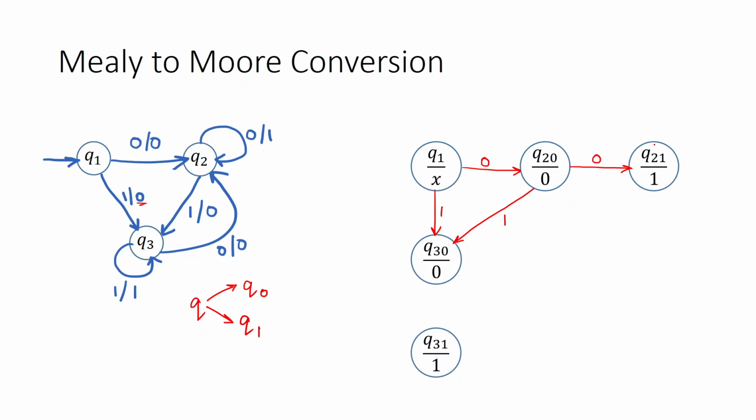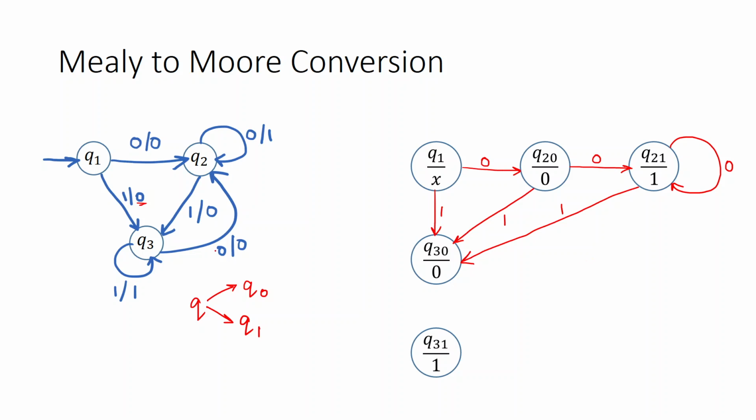Similarly, same thing you have to do for Q2 1. So when for Q2 you are given 0, you are going to Q2 1. So it is a self loop for 0 in the case of Q2 1. And when you are giving 1, you are going to Q3 0. So this is again coming here.